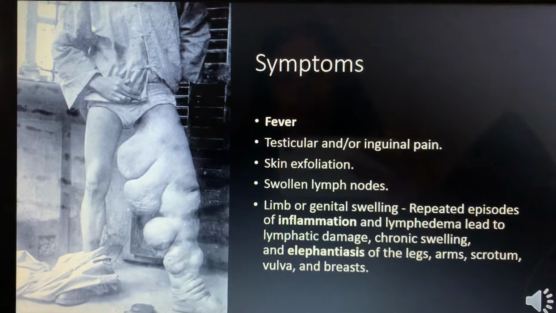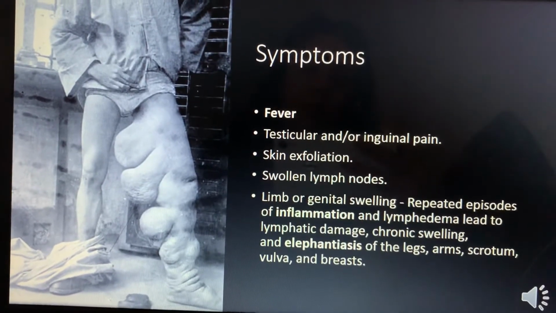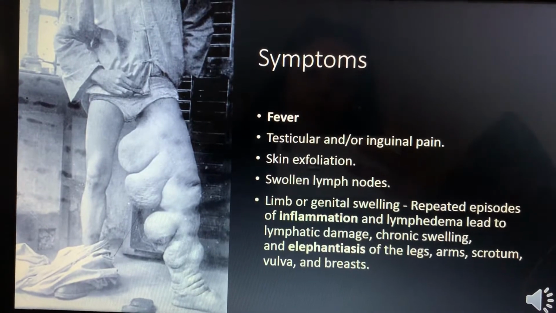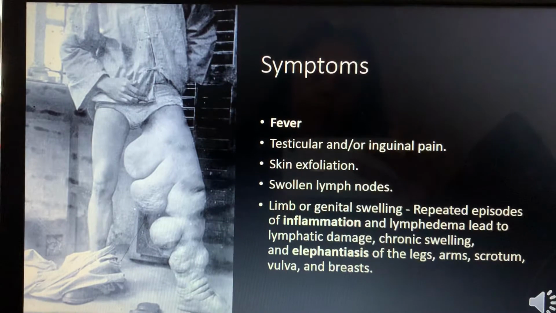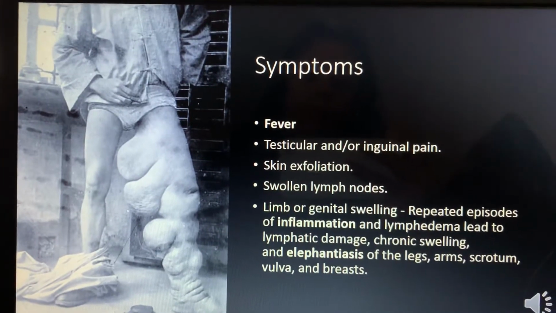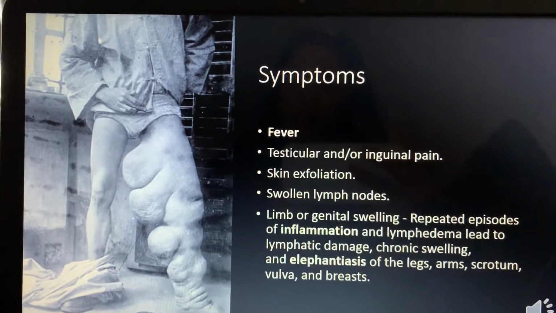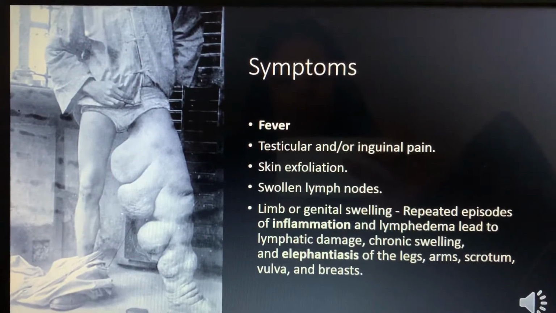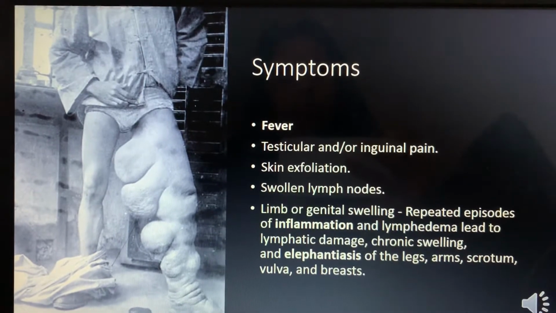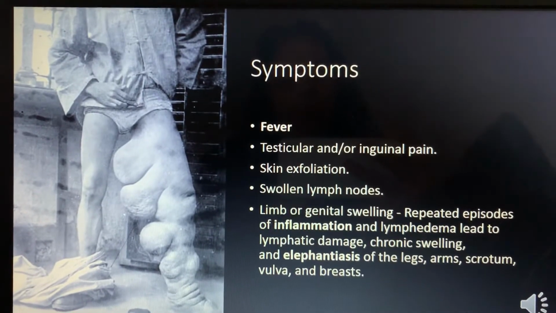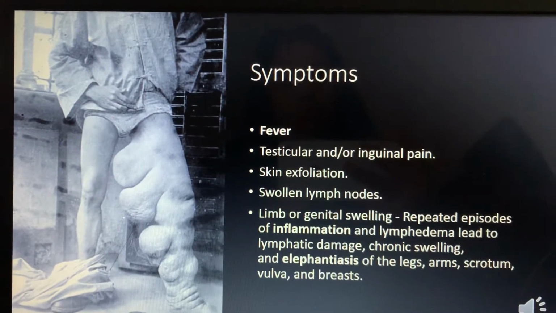So here we have a photo showing elephantiasis, and as you can see, this only affected one of the legs, so it is swollen, it is painful, it is basically damage of lymphatic tissue, and so what you see here is what can happen to the legs, the arms, scrotum, vulva, and breasts.